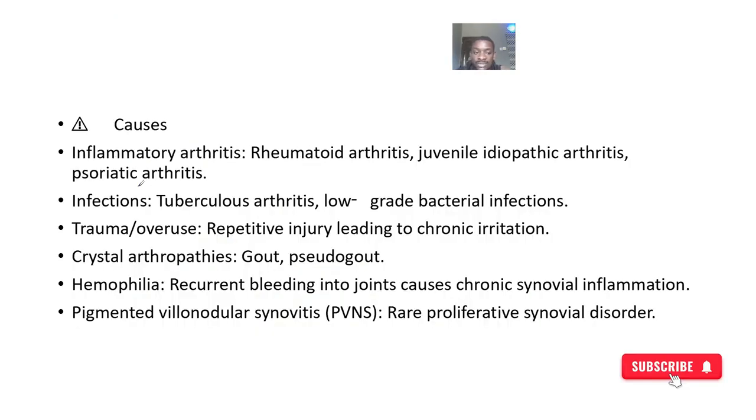So, causes, different things causing it. Could be inflammatory arthritis, could be different types of infections, could be due to trauma, all those direct mechanical injuries. Could be crystal arthropathies, where you're having deposition of crystals in joints. Could be hemophilia, where somebody is easily bleeding, so this person could actually bleed right into the joints. Could be pigmented villonodular synovitis.